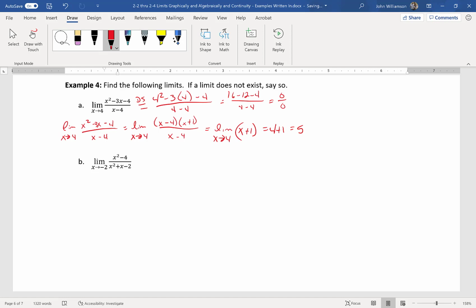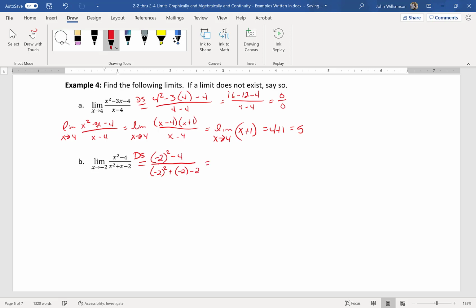So a similar one, limit as x is approaching negative 2 of x squared minus 4 over x squared plus x minus 2. Again, the first thing you've got to do, direct substitute. So when we direct substitute, this gives us, since we are substituting in, no limit notation, and so we end up with negative 2 squared minus 4 over negative 2 squared plus negative 2 minus 2.